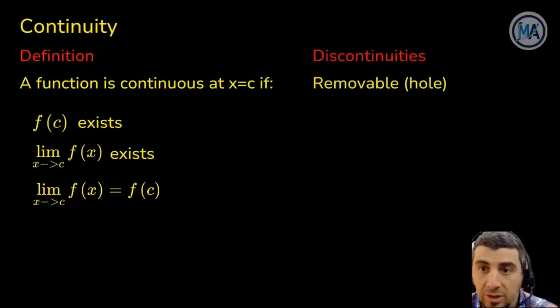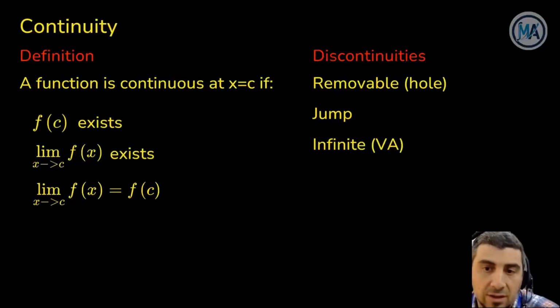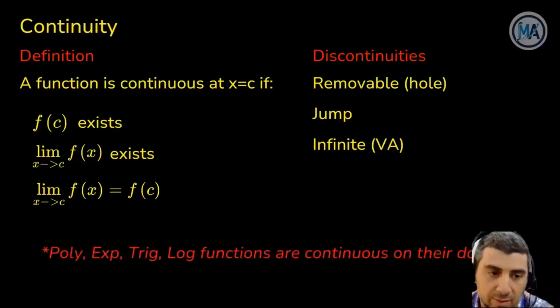Discontinuities, removable. This is going to be a hole in the graph. A jump discontinuity is exactly like it says. The graph jumps from one y value to the next. And an infinite discontinuity, this typically is going to happen whenever you have a vertical asymptote. You also have to remember that polynomial, exponential, trig, and logarithmic functions are all continuous on their domains.